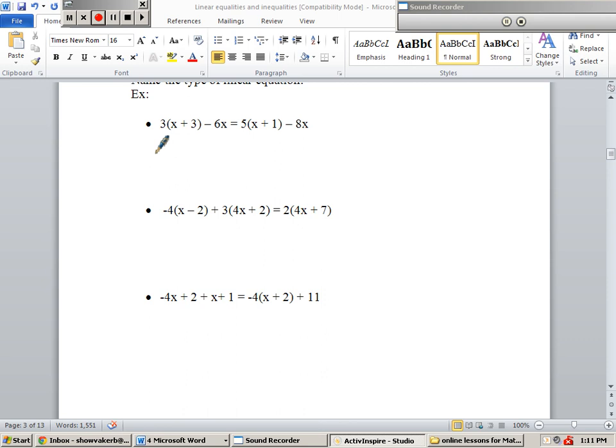Okay, we're going to distribute: 3x plus 9 minus 6x equals 5x plus 5 minus 8x. We're going to have no fractions to lose, so we're going to combine terms. 3x minus 6x is negative 3x plus 9. 5x and negative 8x is negative 3x plus 5. Move your variables to one side. Move your numbers to one side. This drops out and I get 0 equals negative 4. When will 0 equal negative 4? Never. Therefore, there is no solution.